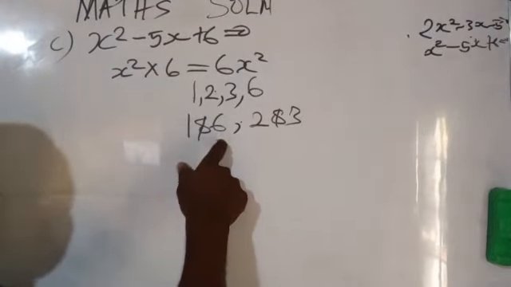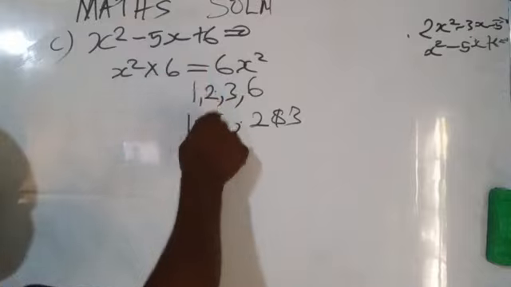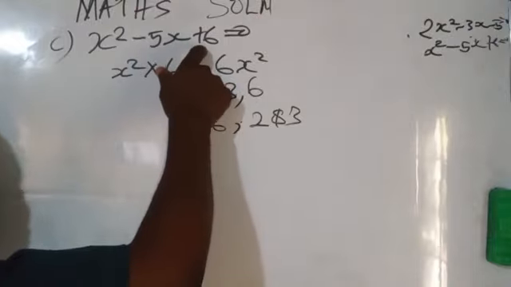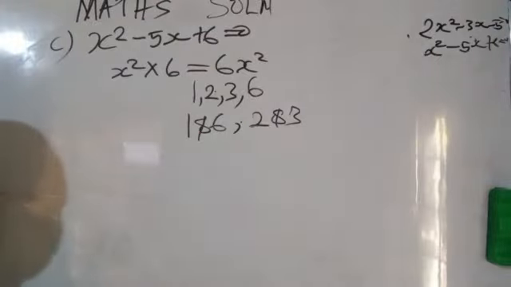But then 1 times minus 6, if we were using 1 and minus 6, 1 minus 6 will actually give us minus 5. But 1 times minus 6 cannot give us the last term here, which is this plus 6, because it is going to give us minus 6. But what we have here is plus 6. So that one is gone. Okay, we are not going to use it.